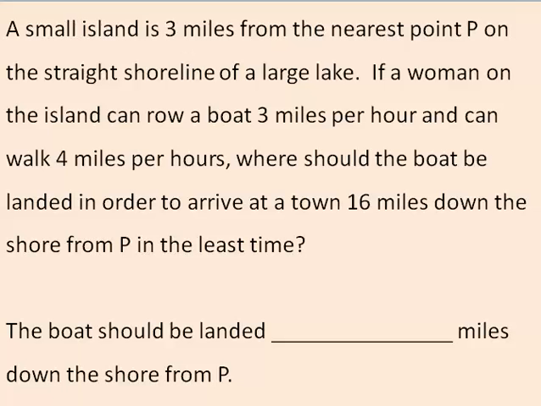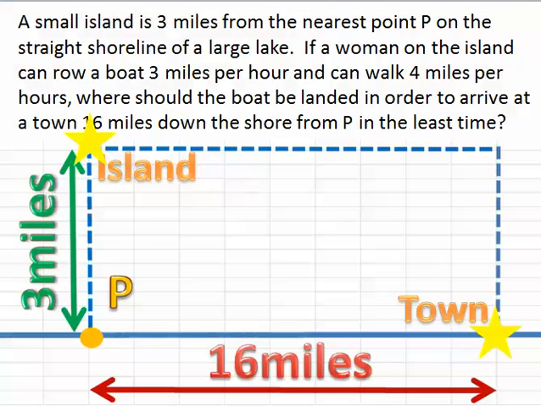My recommendation is that you first draw a picture. The island is 3 miles from the shore. P is directly across from the island on the shore. The town is 16 miles from P.